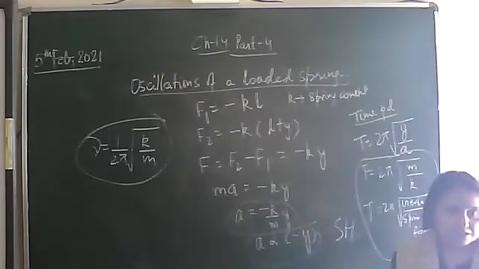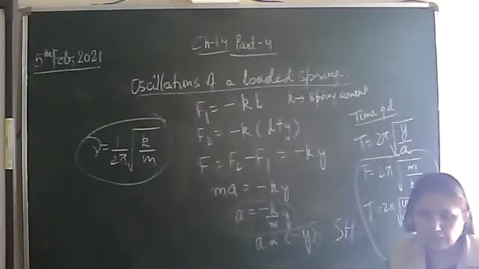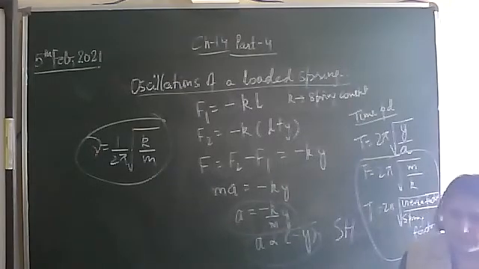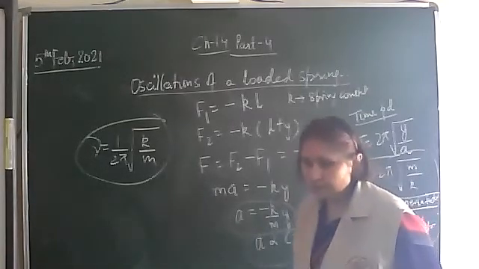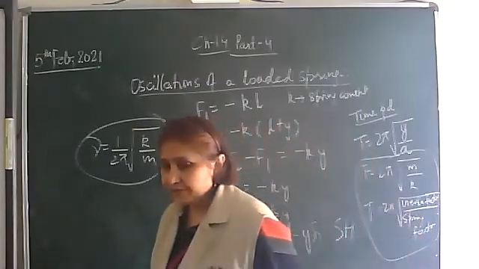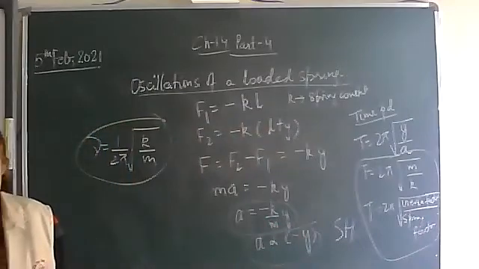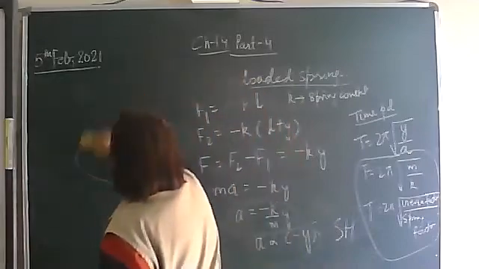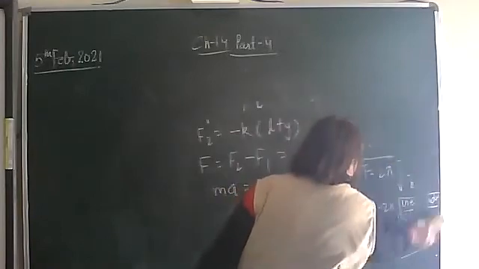Now here we'll consider some combinations of springs: the parallel combination and the series combination. We will take two springs and connect them in parallel and then in series, and then find out the time period. Our aim is only to find the time period, if the oscillating motion is simple harmonic. Now, combination of springs. First, let's consider the parallel combination.